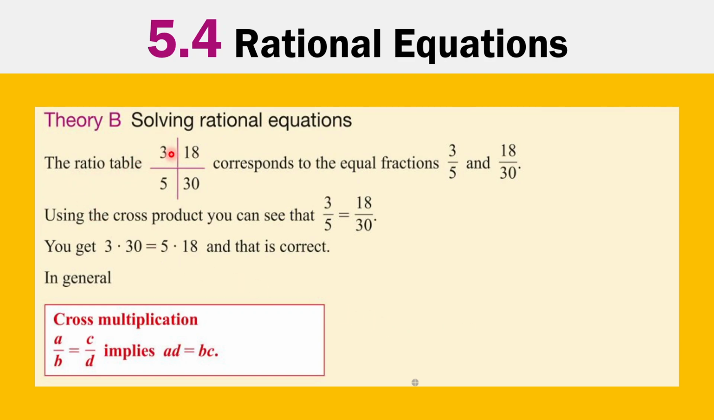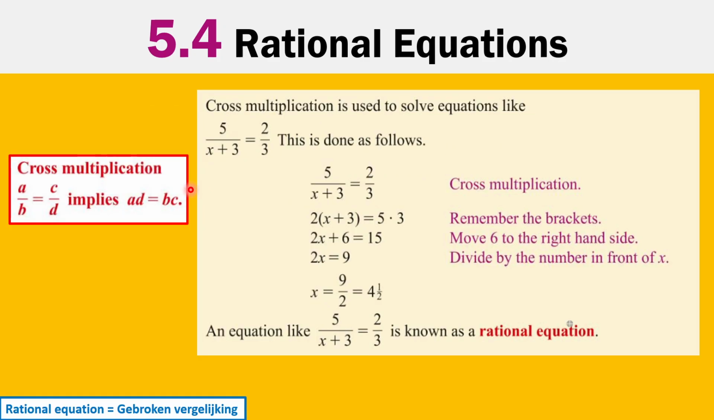Remember the ratio table, 3 times 30 equals 18 times 5. It corresponds also to equal fractions. 3/5 is the same as 18/30, right? Because this thing becomes 6 times as big and this one as well. And using cross multiplication, you can find that. You get that 3 times 30 equals 5 times 18. In general, A divided by B equals C divided by D implies that AD equals BC. Just cross multiplication. This times this equals this times this.